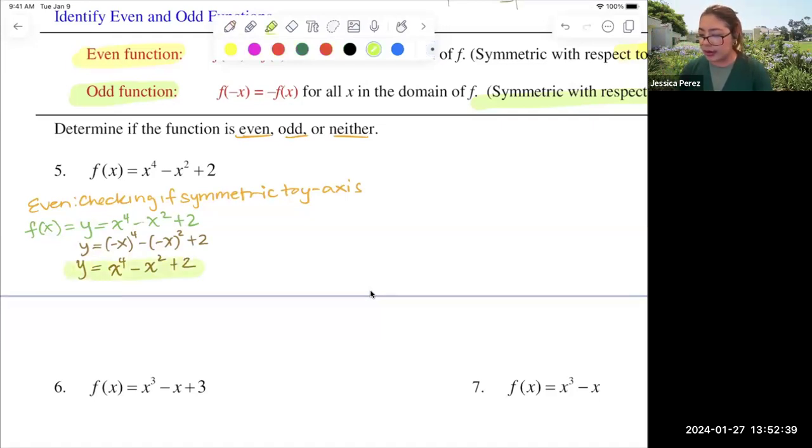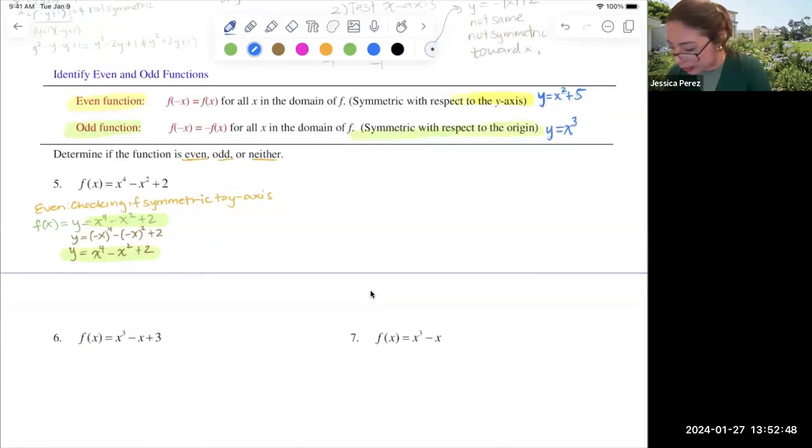So notice that they are the same equation. So this one is even. So this equation, it's an even function. So you can't be both, you're either odd or you're even.